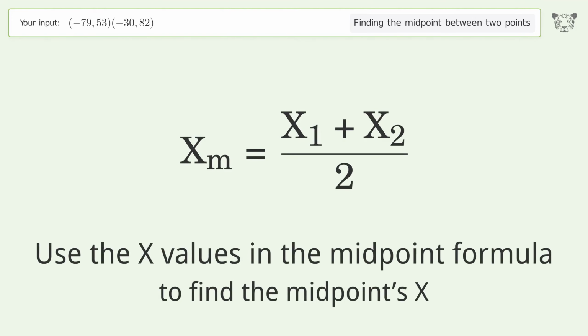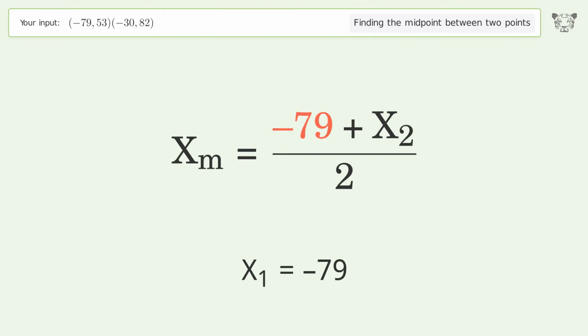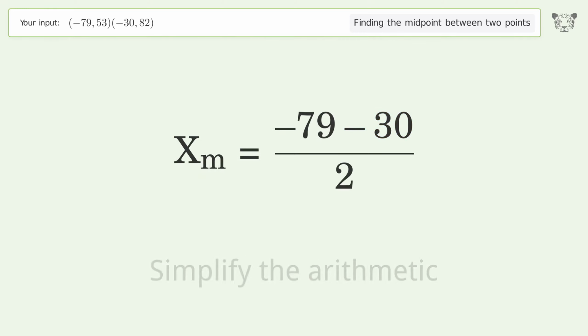Use the x values in the midpoint formula to find the midpoint's x. x1 equals negative 79. x2 equals negative 30. Simplify the arithmetic.